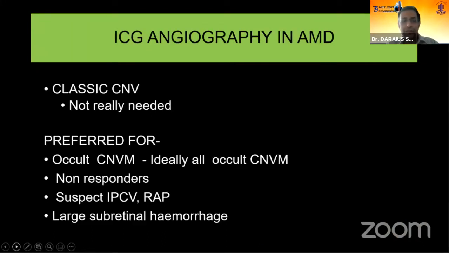So in classic CNVM, like we said, it's not really needed, but in occult, ideally, it should be done. Of course, now we have non-invasive modalities, so this can be discussed among the panel about how often it should be done. But I would recommend it maybe for non-responders where we suspect PCV, RAP, or patients with large subretinal hemorrhage where the lesions may not be seen otherwise. These are some cases where we do even now do ICG angiography.